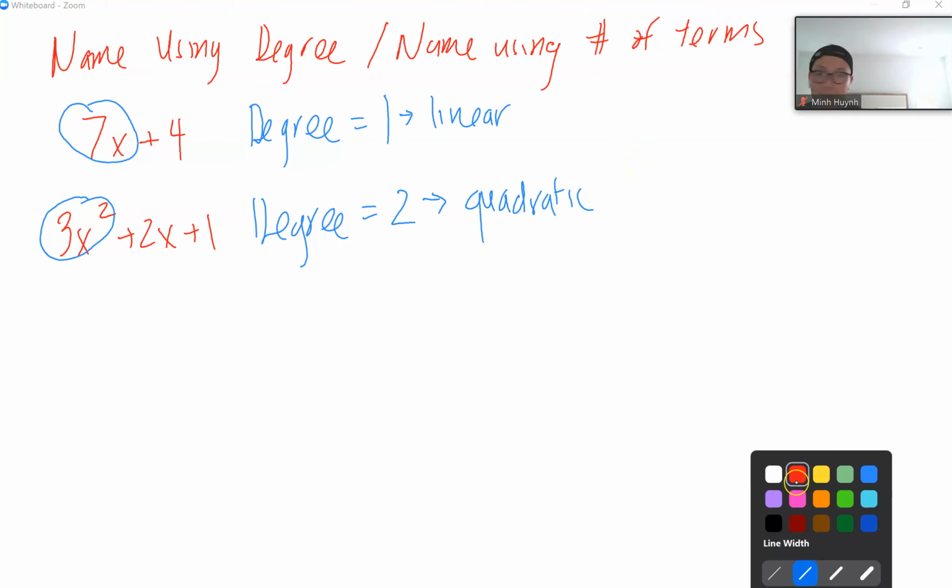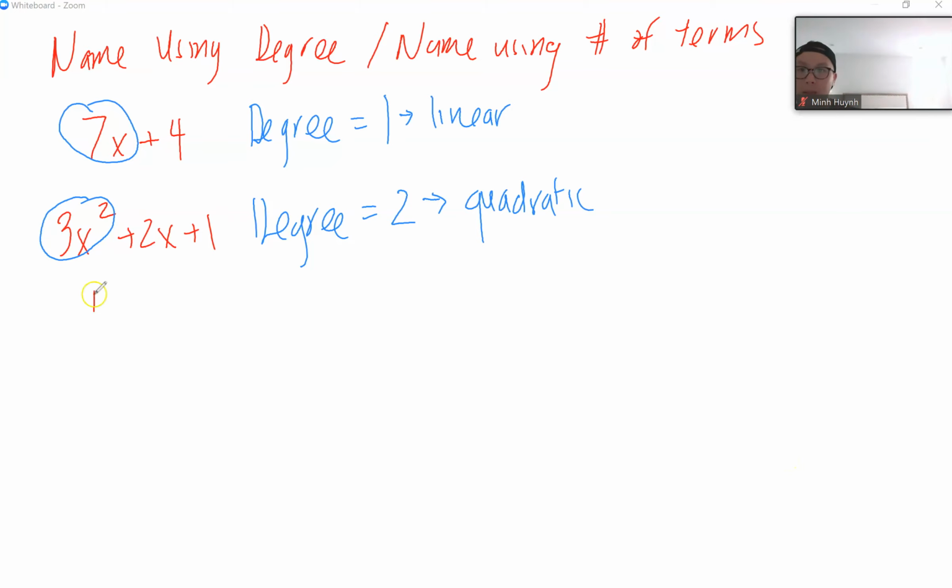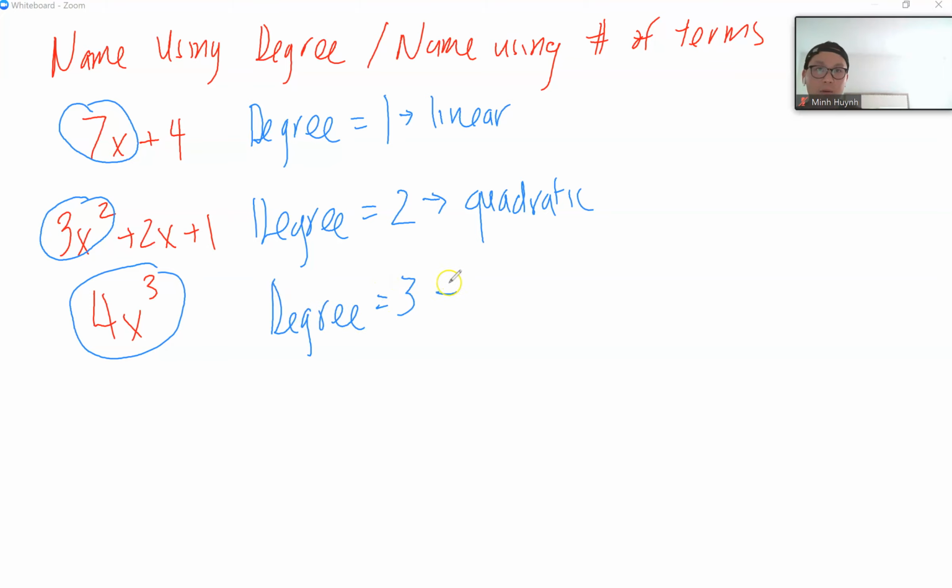If I have a polynomial with a degree of 3, so that happens to be the only term, hint, it's a monomial, not separated by an addition or subtraction sign. So my degree is 3, and because my degree is 3, it is going to be considered a cubic equation or cubic function.